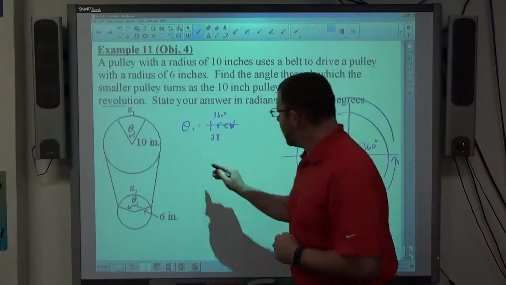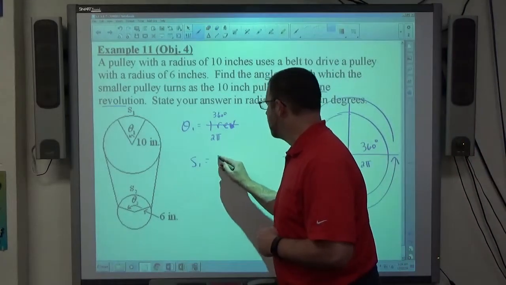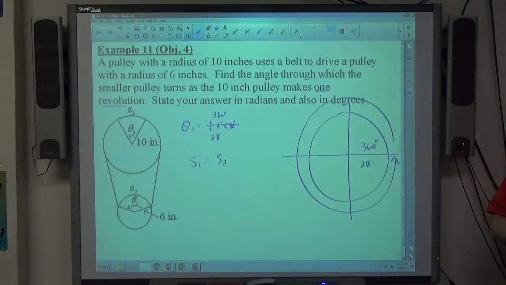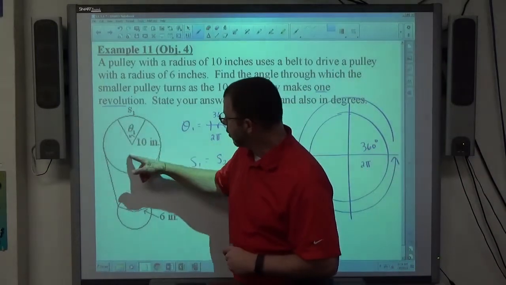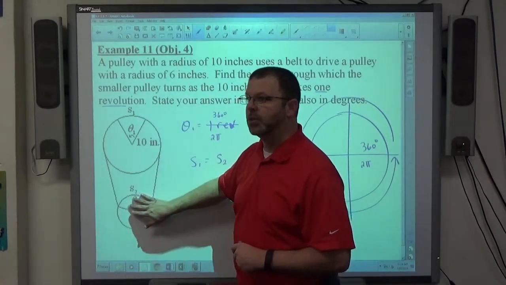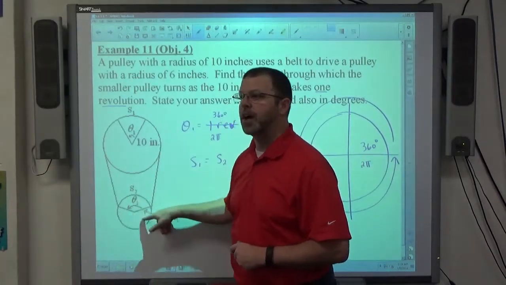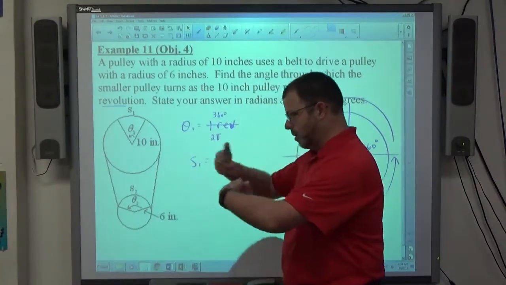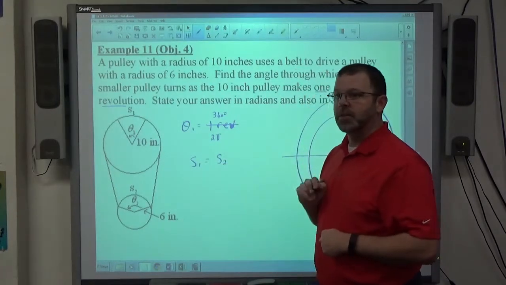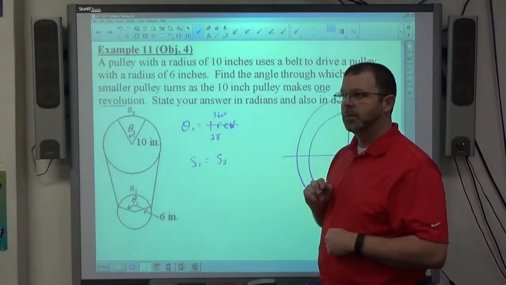So S sub 1 is supposed to equal S sub 2, because the distance the belt moves is going to be the same, right? They're connected. However far this pulley turns, that's how far the belt's going to move. This belt's going to move the same distance, so S2 is going to be the same amount, just this is going to spin faster and go more turns. But the distance that they turn is going to be the same altogether.